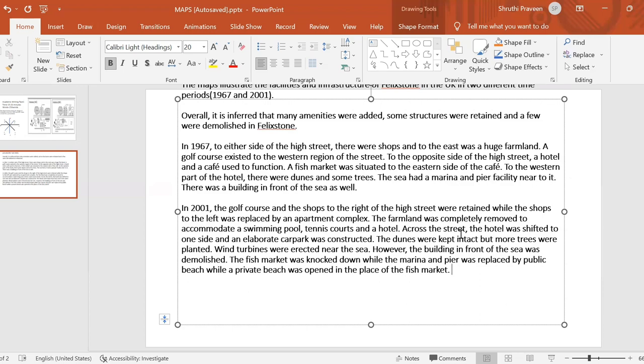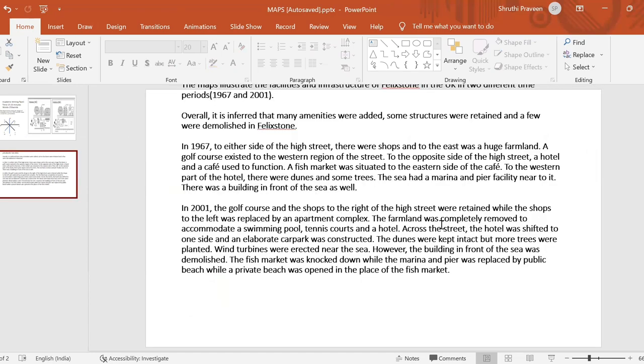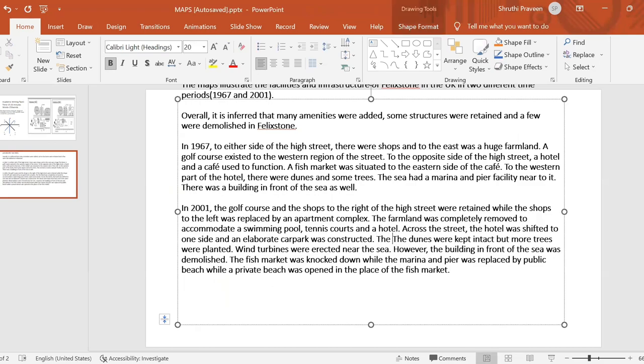Okay, now I mentioned the farmland was completely removed. The hotel was shifted to one side. But did I mention the cafe? The cafe was retained. Okay, so I forgot that point. So I'm going to write it where I wrote about the hotel only. Okay. The cafe was retained.